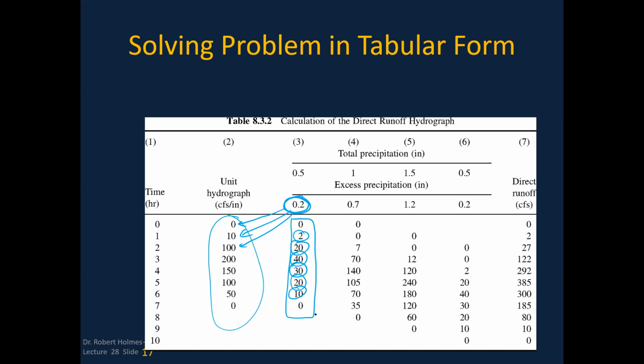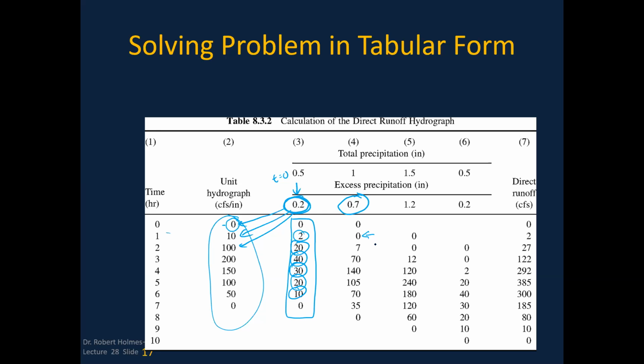So far, so good. Now I move to that next value of excess precipitation. Basically this was t is equal to zero. That goes just like that. Now, for my next increment of rain, that's starting at t is equal to one, which means I need to take this unit hydrograph where it's zero, and I need to start that zero at the value of 1 hour. Do you see how I've lagged this?